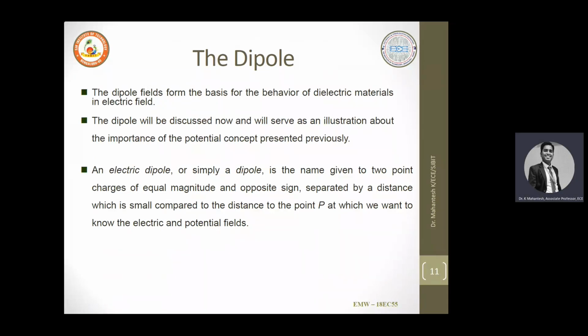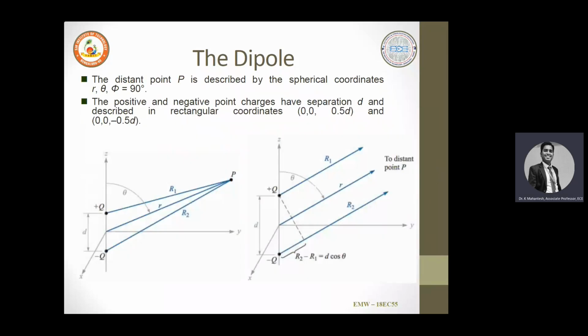An electric dipole, or simply a dipole, is the name given to two point charges of equal magnitude and opposite sign, separated by a distance which is small compared to the distance to the point P at which we want to know the electric and potential fields, like plus Q1 and minus Q2. Electric flux leaves from plus Q1 and reaches minus Q2. So plus Q and minus Q form the electric dipole, as in this example slide.